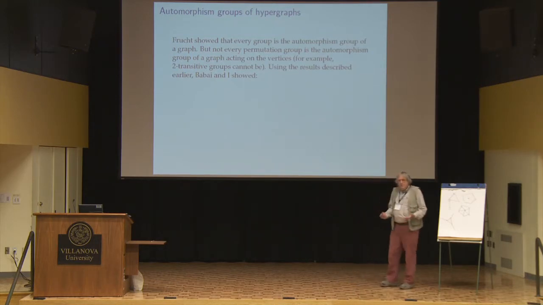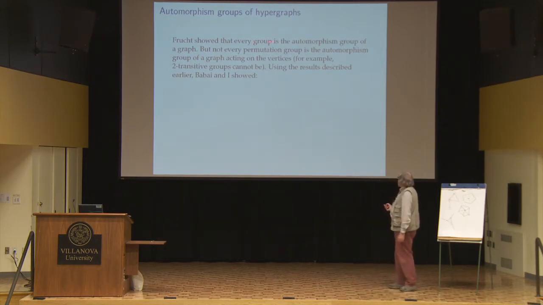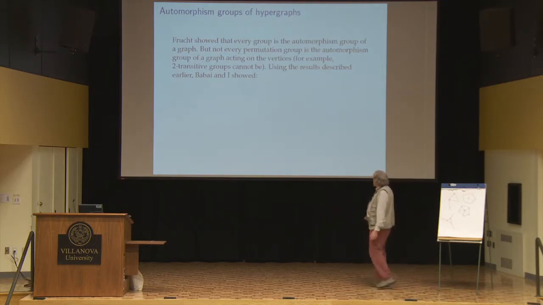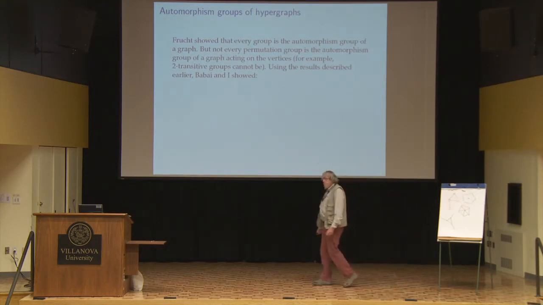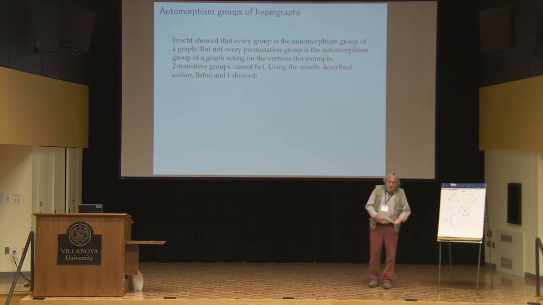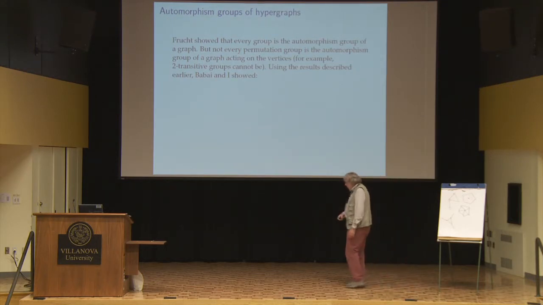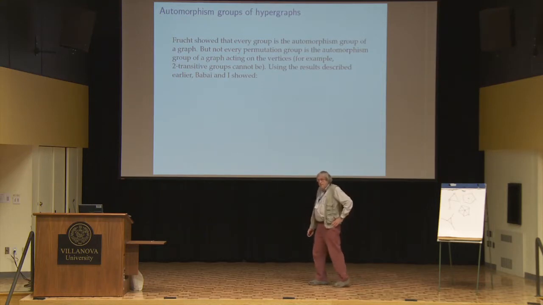So what Lutzi and I were really doing, and this was actually Misha's question: every group is the automorphism group of a graph. I mentioned this before and showed you a strengthening of it. But not every permutation group is the automorphism group of a graph. For example, if the group is doubly transitive and it's not the symmetric group, the only G-invariant graphs are the complete and null graph, and their full automorphism groups are both the symmetric group. So there are many examples of permutation groups that are not automorphism groups of graphs.